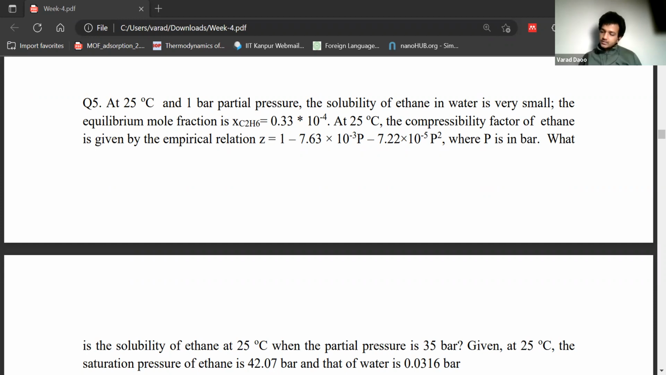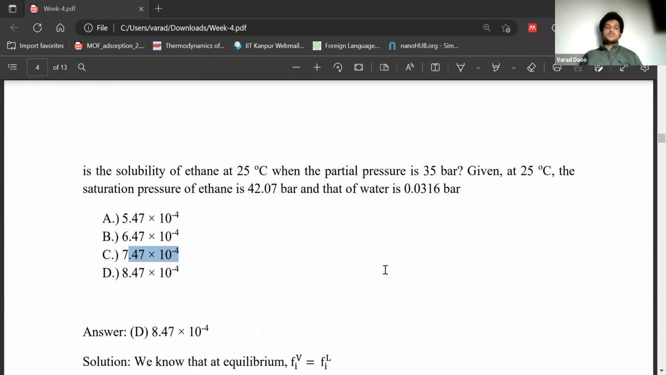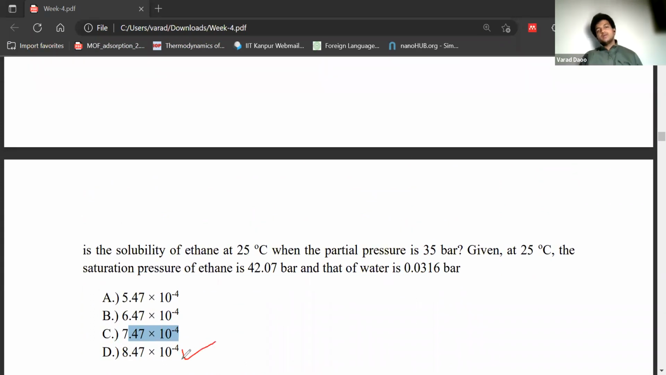So anybody got it? What is the final answer? So the final answer is this: 8.47 into 10 raised to power minus 4. Anybody got it? Nobody got it.